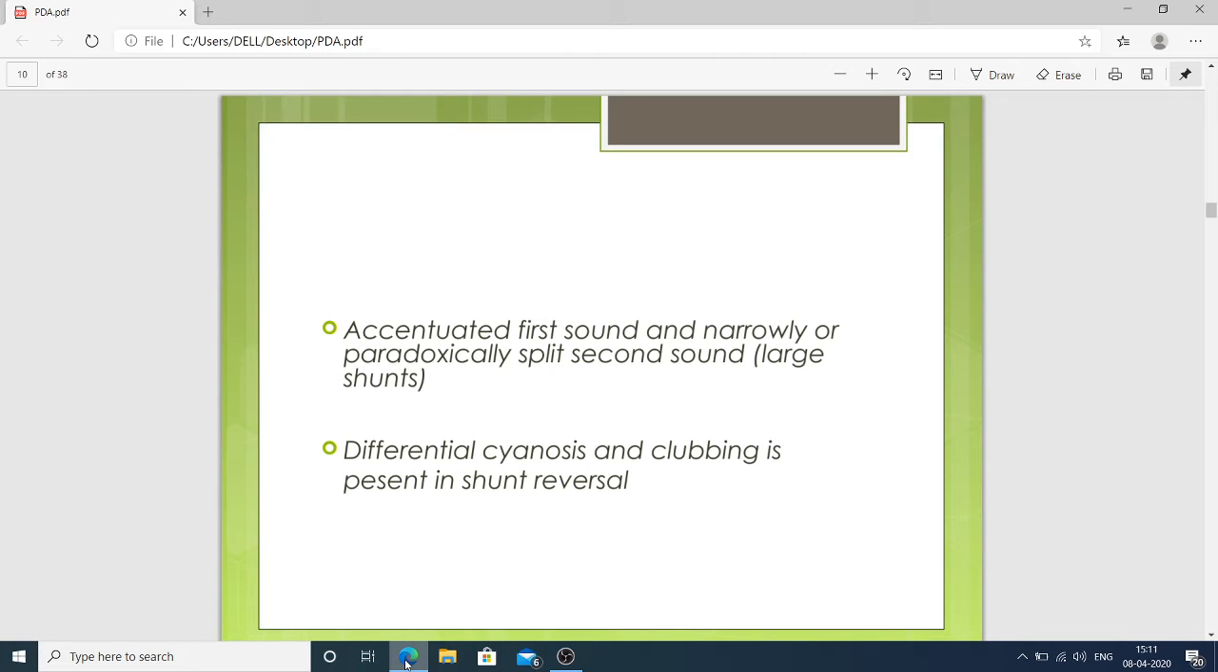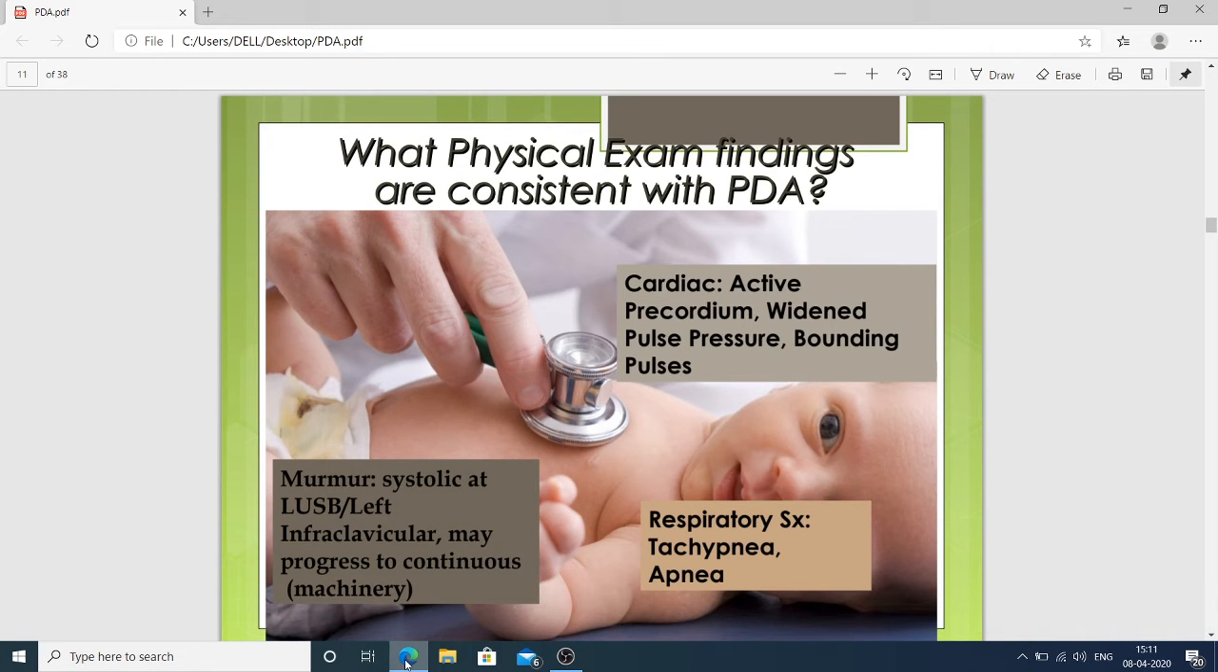What do you mean by accentuated sound? It is the sound which is noticeable when the doctor, nurse or health personnel tries to listen to the sound. That time this sound is noticeable. Okay, differential cyanosis and clubbing are present in shunt reversal. Then next is, what kind of physical examination findings are consistent with PDA?